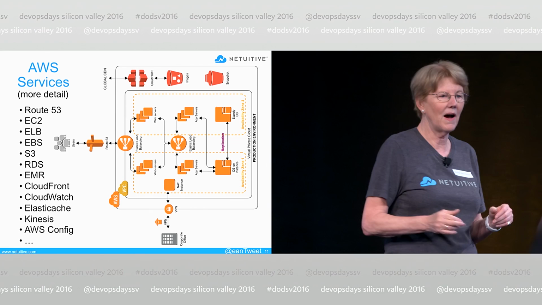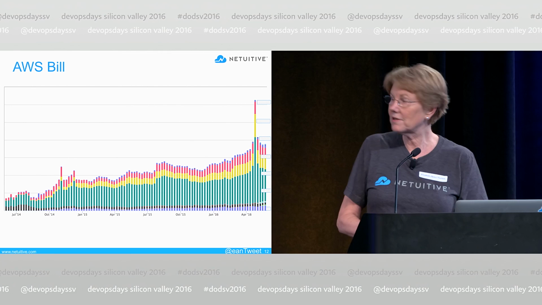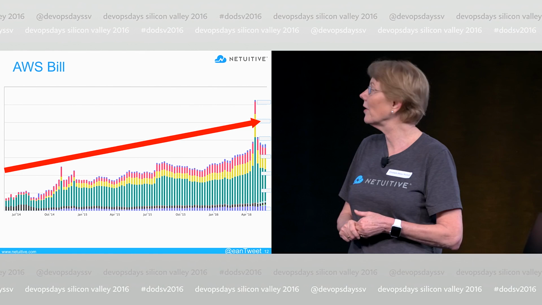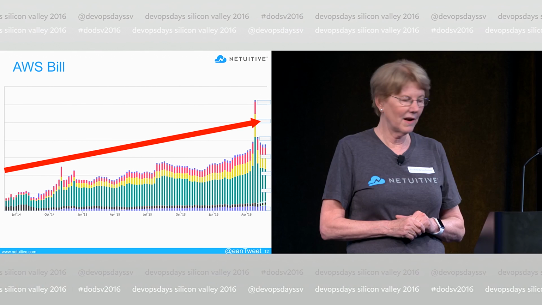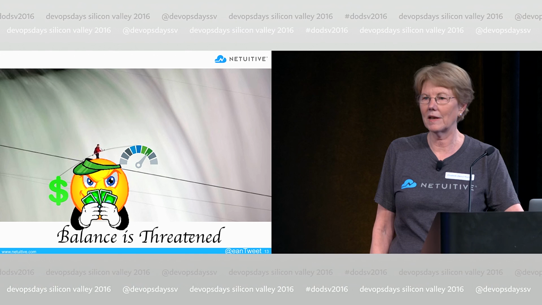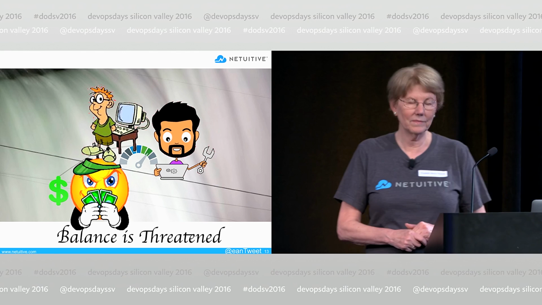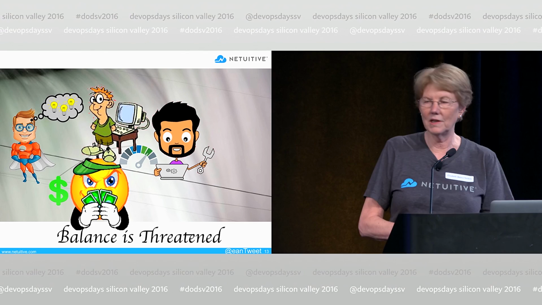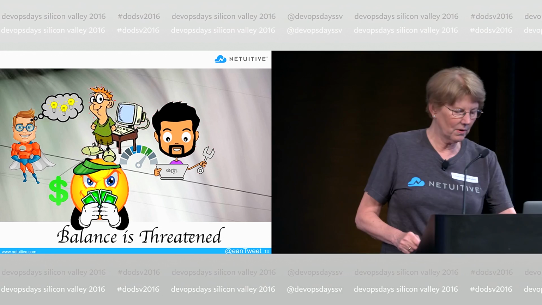Everything's going fine. And two years pass, and this is what they see in the way of a bill. Slowly, inexorably, it's going up. Herein lies the problem. The balance, which was great at the beginning, is now starting to get unbalanced. The CFO is getting upset. Meanwhile, everybody else is trying to deal with that, particularly the people in DevOps. And the poor CEO, who just wants really great nails, is trying to keep the balance. So this is an out of balance situation.